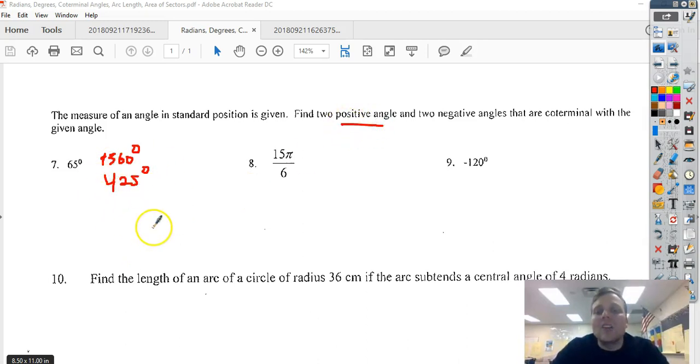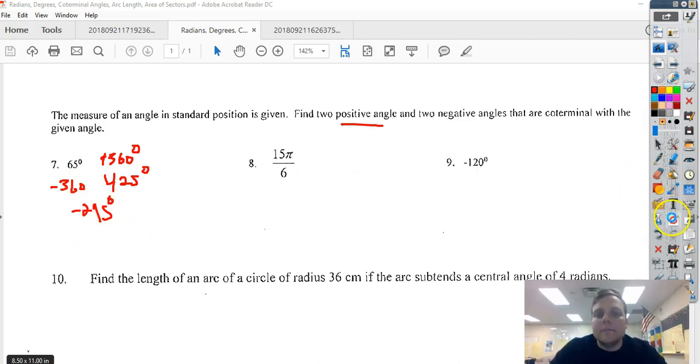So that gave me one positive coterminal angle. You need to find another positive one. Now I'm going to help you find a negative one. How can I find a negative one? Subtract 360 degrees. And that gives me negative 295 degrees. That's one of your negative ones. So you need to find another negative one. Hint: you're going to do the same thing with a different number.